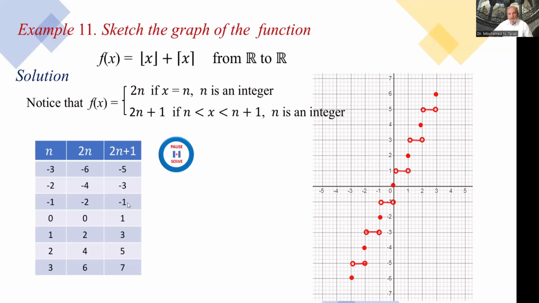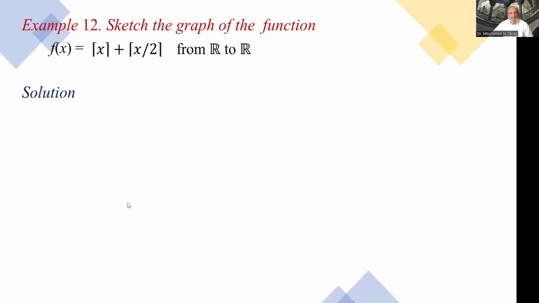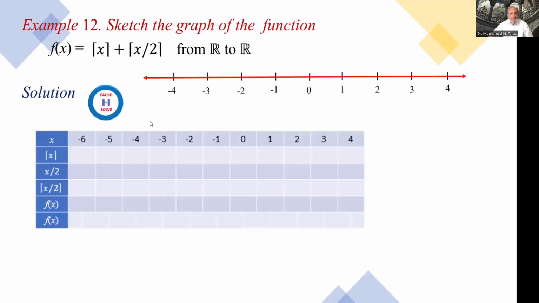Very interesting function. Floor function of x plus ceiling function of x. Now, let's see what happened to this example. It is the floor function of x plus the ceiling function of x divided by 2. Again, you have to distinguish two cases here, and there's some more calculation.